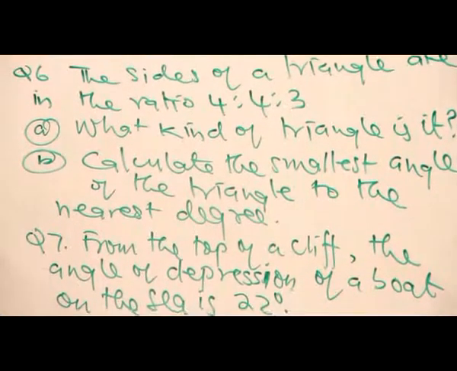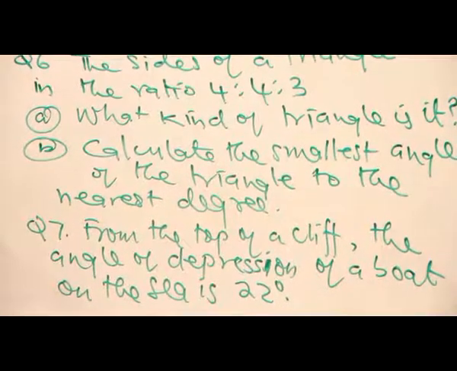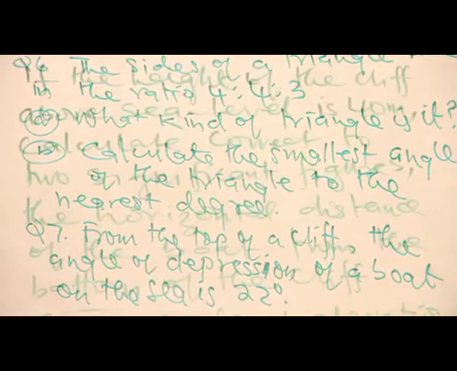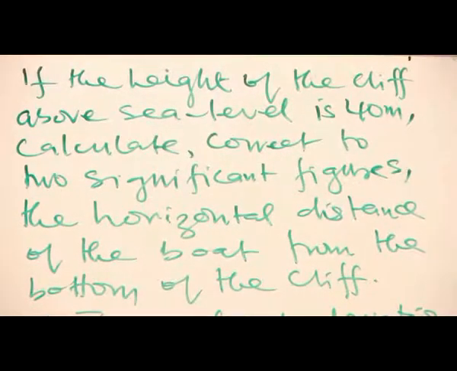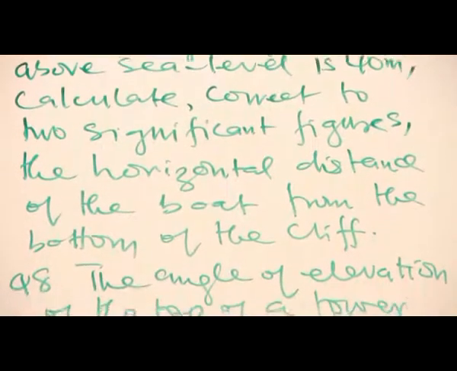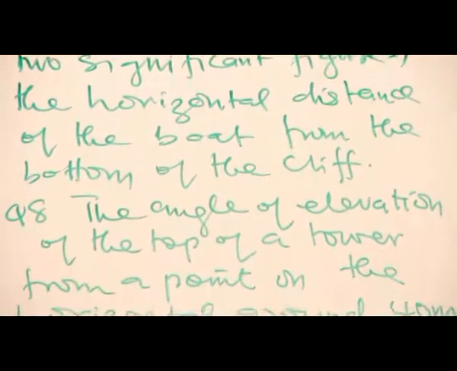Question number 7. From the top of a cliff, the angle of depression of a boat on the sea is 22 degrees. If the height of the cliff above sea level is 40 meters, calculate, correct to 2 significant figures, the horizontal distance of the boat from the bottom of the cliff.